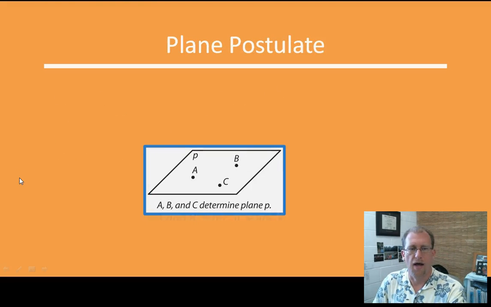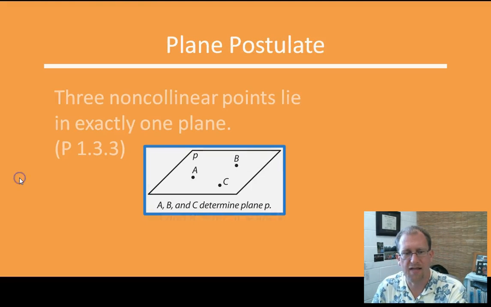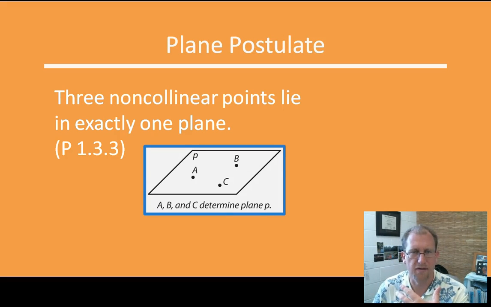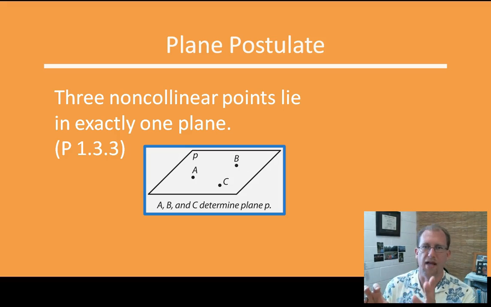Okay. A plane postulate: it contains 3 points to describe a plane, or a plane needs 3 points to be described. And they only lie on one plane. You can't take 3 points and pass multiple planes through those 3 points. Only one plane will pass through those 3 points.